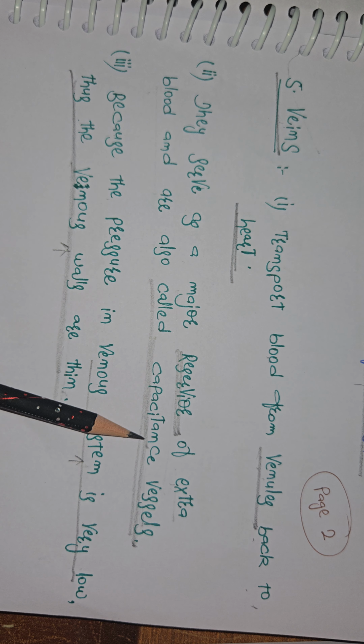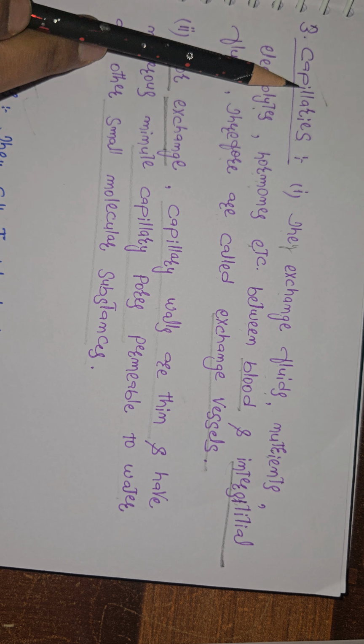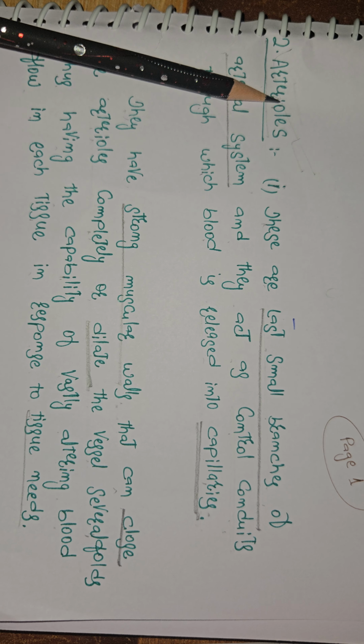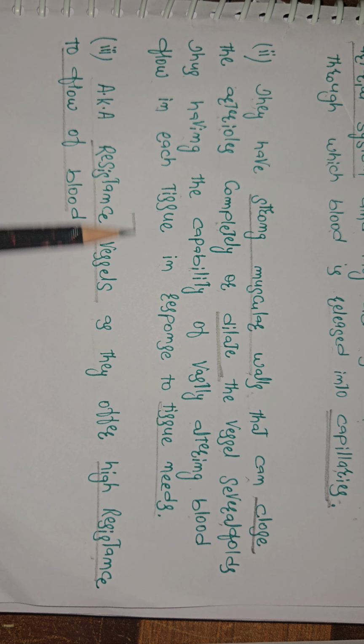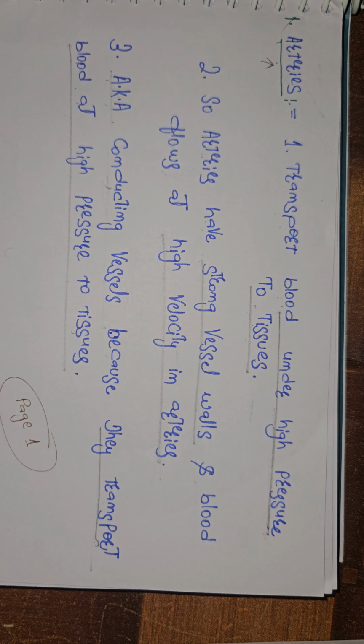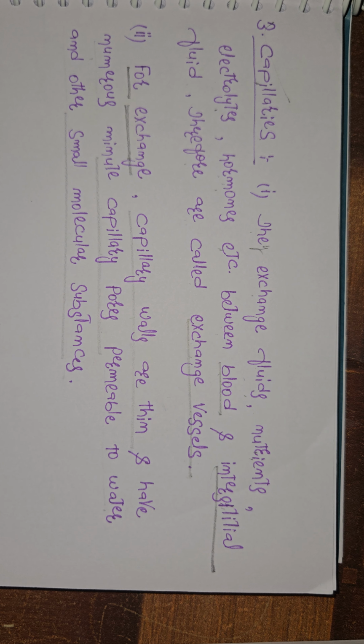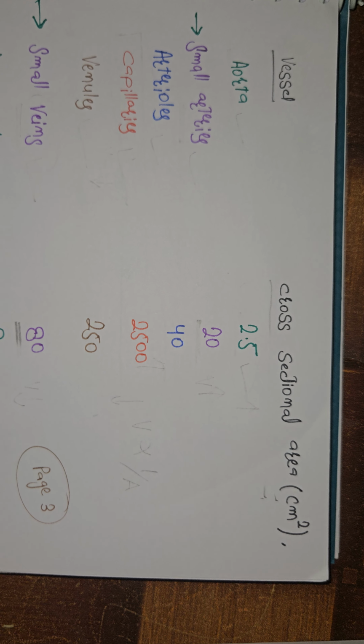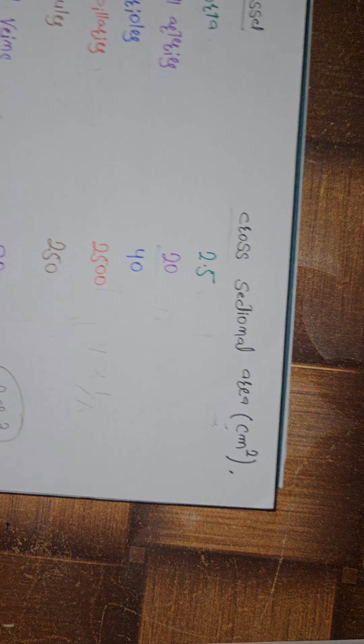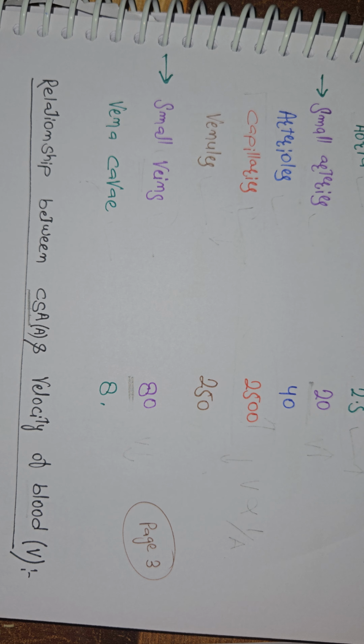Veins are called capacitance vessels. Capillaries are called exchange vessels. Similarly, arterioles are called resistance vessels, and arteries are called conducting vessels. Clearly, these are the objectives. So moving forward, there are 2 more points to go.